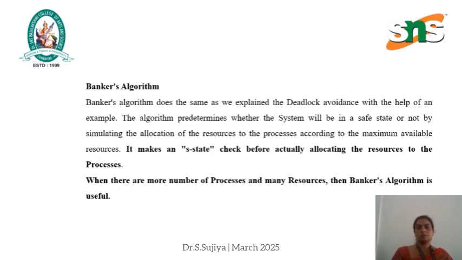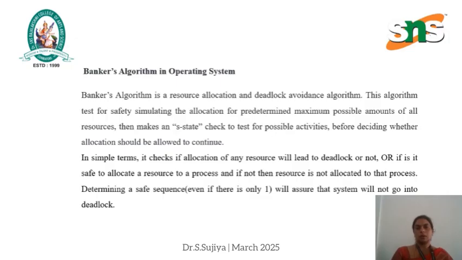But the resource allocation graph is only used for single-instance processes, whereas Banker's algorithm is implemented for multiple processes. Banker's algorithm in operating systems is a safe simulating algorithm for allocating the predefined maximum possible amount of all resources, and then it makes a state check to test for possible activities before deciding whether the allocation should be allowed to continue or not. In simple terms, it checks if allocation of any resource will lead to deadlock or not, or if it is in a safe state to allocate a resource to a process, and if not, then the resource is not allocated to the process. Determining a safe sequence will assure that the system will not go into a deadlock state.